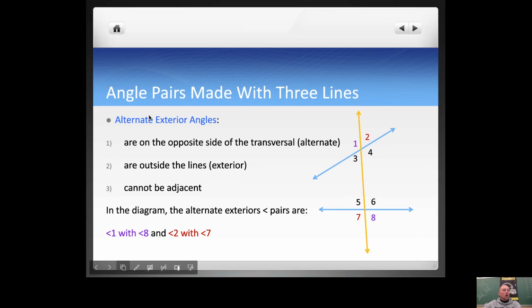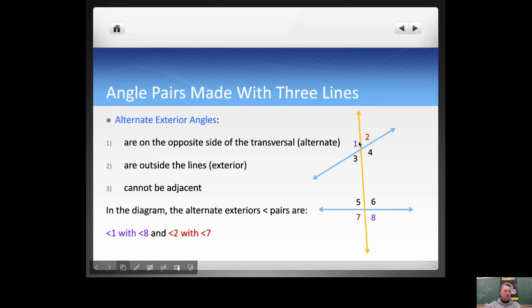We're also going to study alternate exterior angles. So since we're talking about exterior angles, we're talking about angle 1 and 2, 7 and 8. Now the ones that are alternate would be like angle 1 and angle 8, or angle 2 and angle 7. Those are alternate exterior. Now notice that it tells us that our alternate exteriors cannot be adjacent.